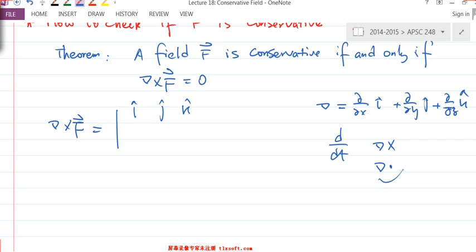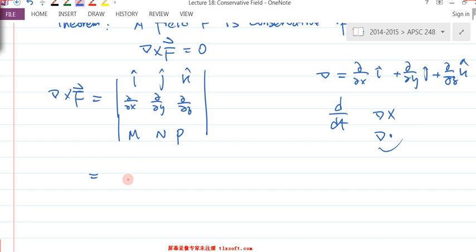So the second row is the del, which is this. And the third row is the vector function f, so M, N, P. So this is del cross f. That's a cross product. You treat the three things as if they are a certain kind of quantity, by calculating the determinant of the 3×3 matrix. So all you need to do is calculate the determinant, and you will end up with this.